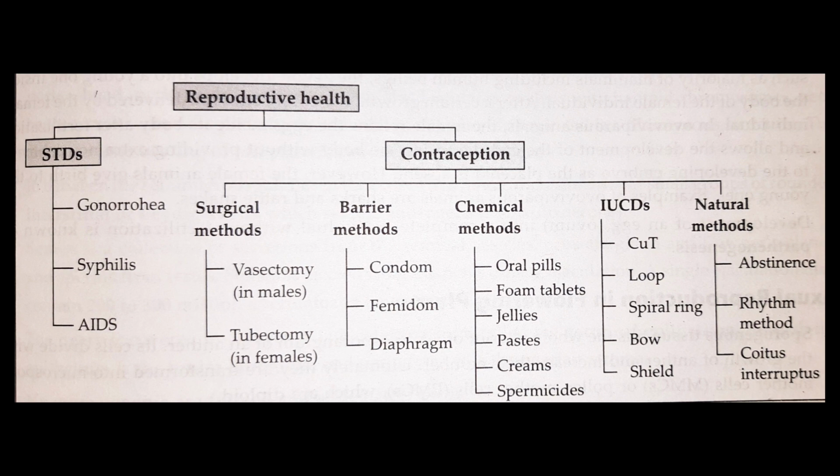STDs, sexually transmitted diseases. The infectious diseases which are spread from an infected person to a healthy person by a sexual contact are called sexually transmitted diseases. Human beings suffer from over 30 different kinds of sexually transmitted diseases. They are usually caused by bacteria, protozoa and viruses.